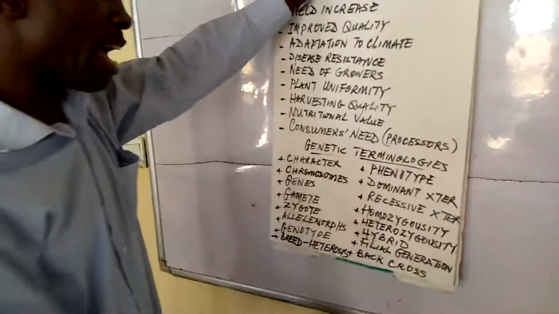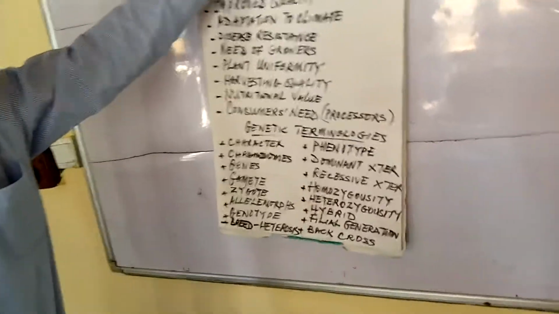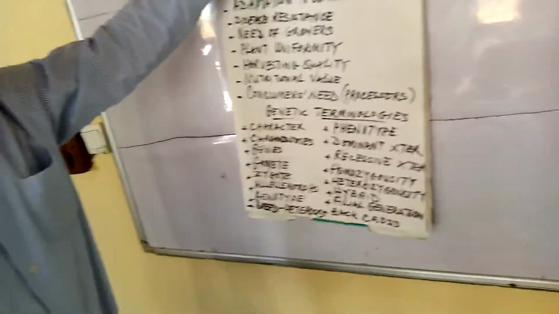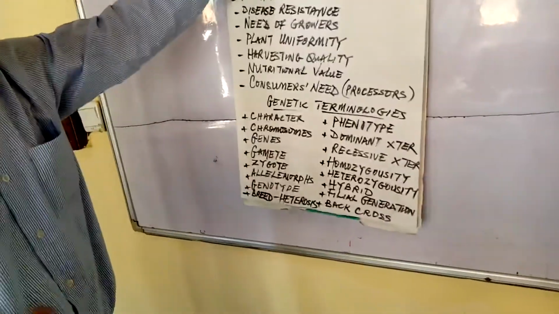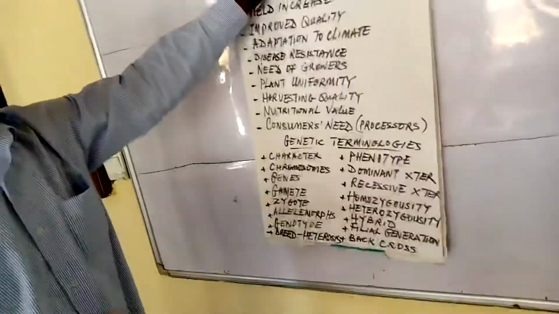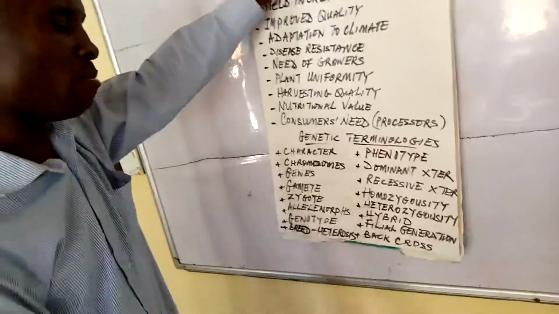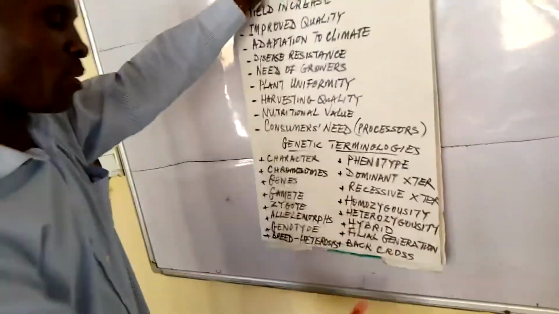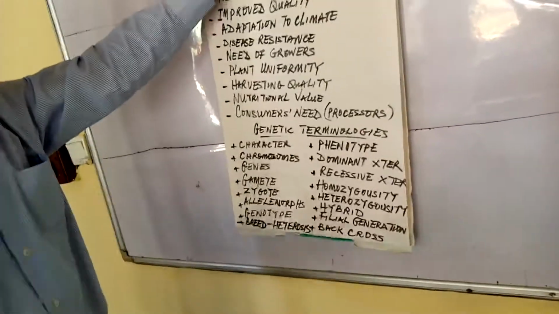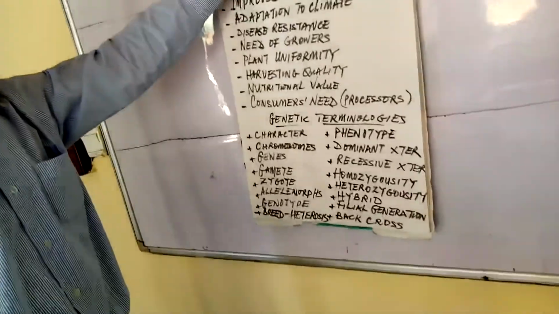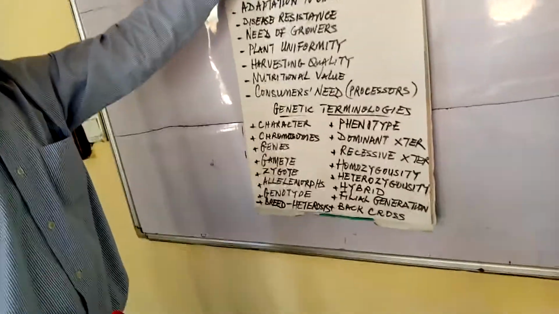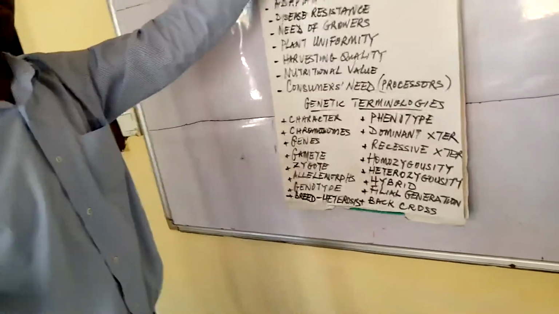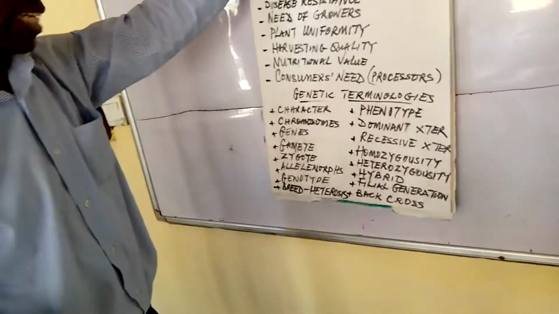A hybrid is an offspring that is produced from crossbreeding. That is breeding of different types of crops. They produce what is called a hybrid. Then filial generation is the first generation of offspring that are produced after breeding. The first one is called first filial generation. The second generation is called the second filial generation.